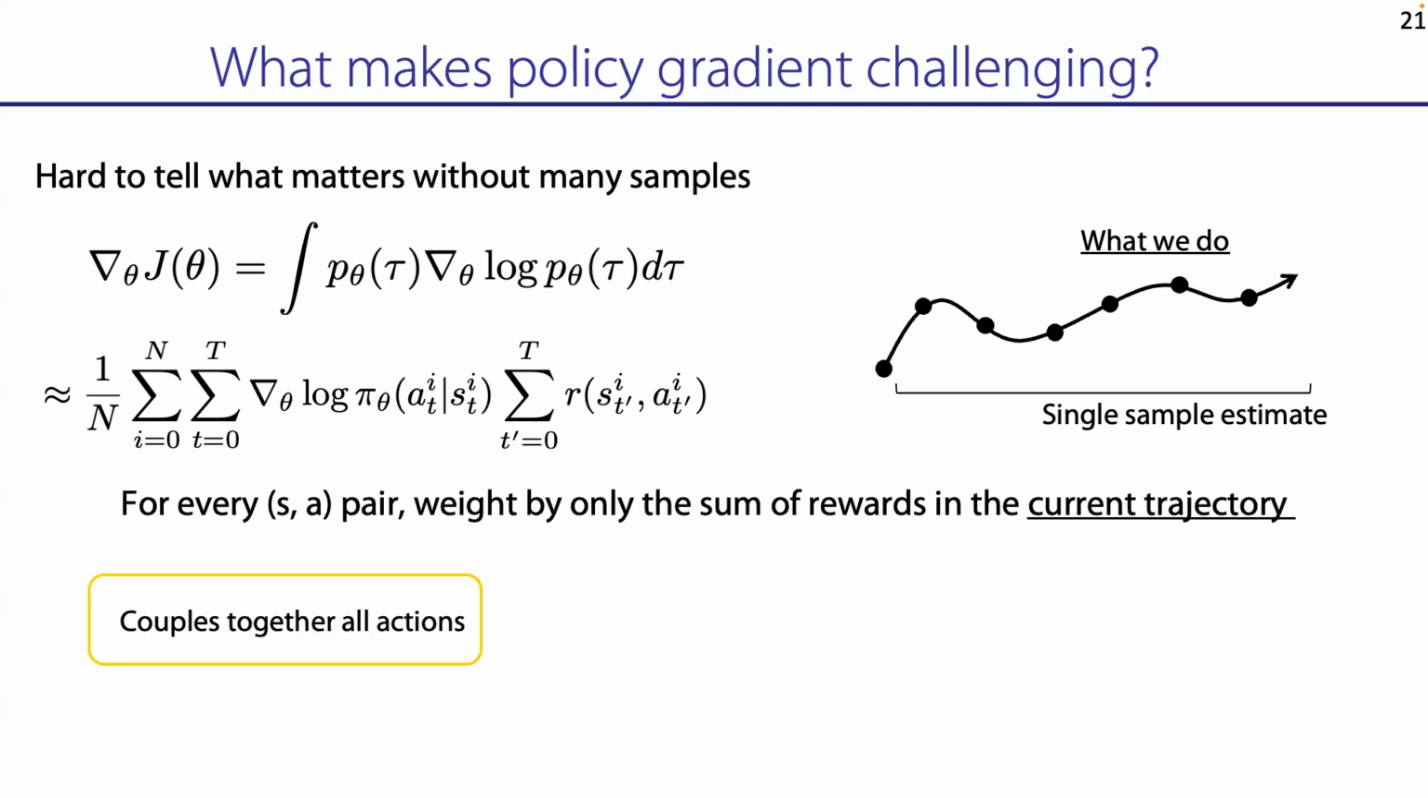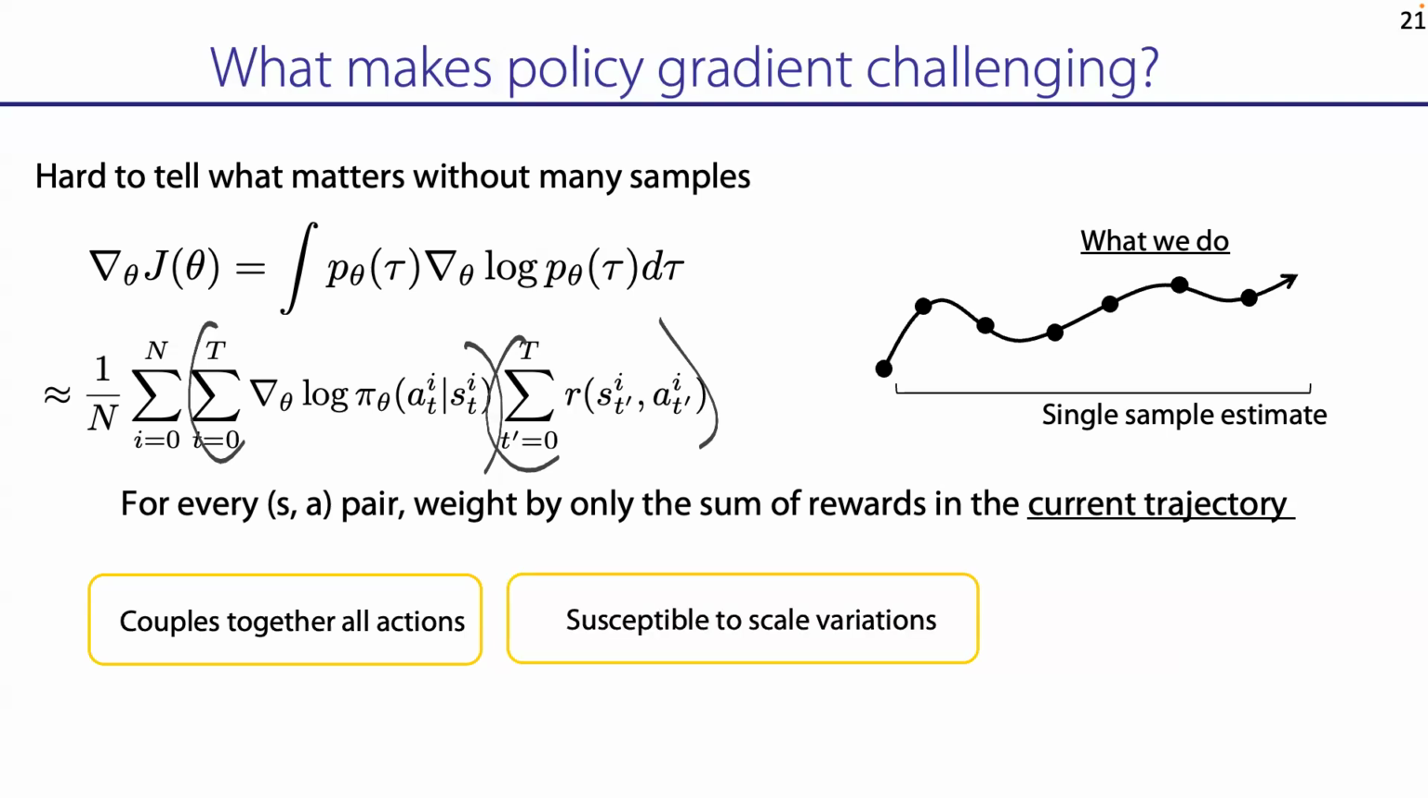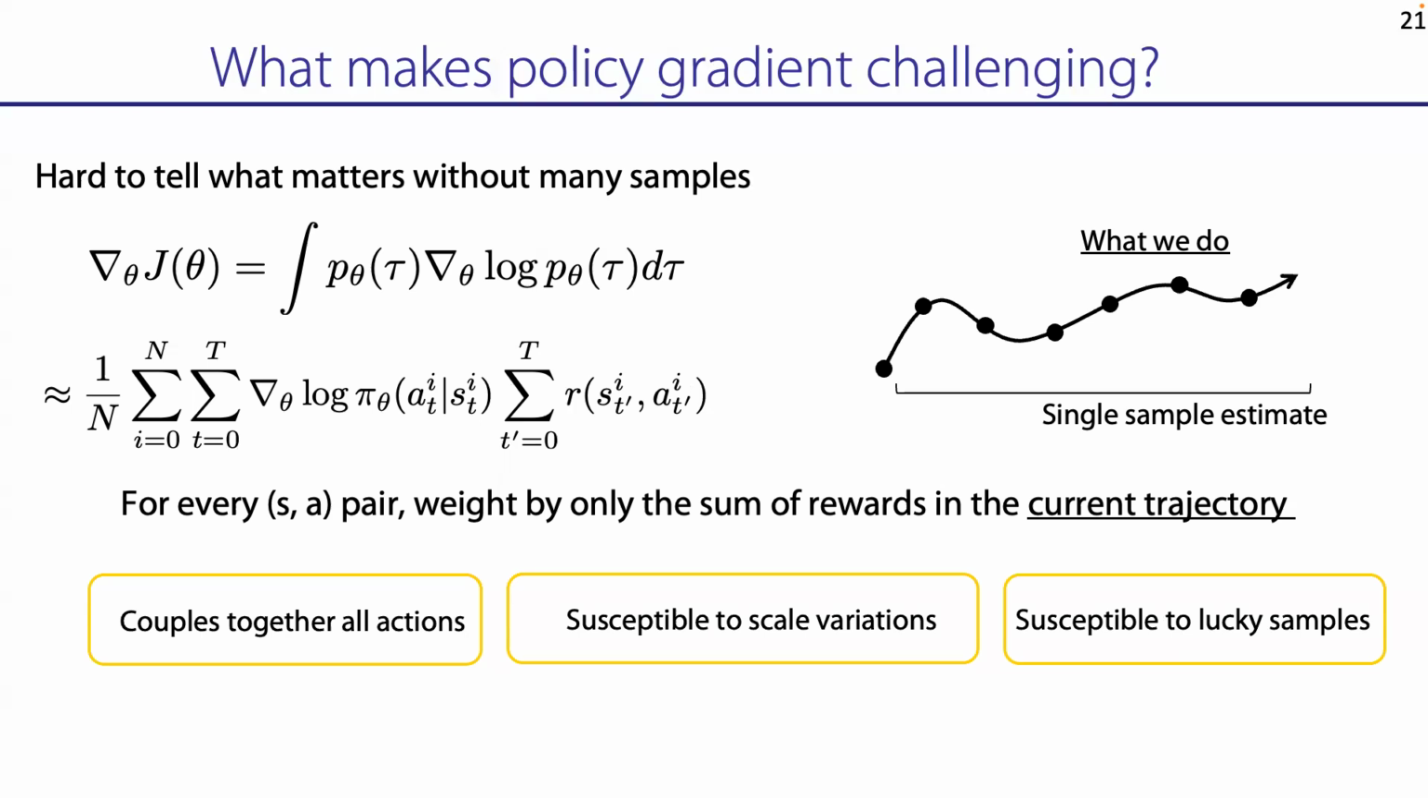Remember, we're summing these up and then multiplying by the sum here, right? So you're saying that the fate of all the grad log pi's is dependent on the fate of all the R's, and so you're coupling together all the actions. You will find it's really susceptible to scale variations, especially across states. Some states may have really high reward, some really low reward, and if you don't scale rewards, it tends to get super unstable. And if you have stochastic dynamics, you're susceptible to really lucky samples. Or even with a stochastic policy, if you took one bad sample, things that are good were rated bad, or if you got lucky one time, things that are bad are rated good.